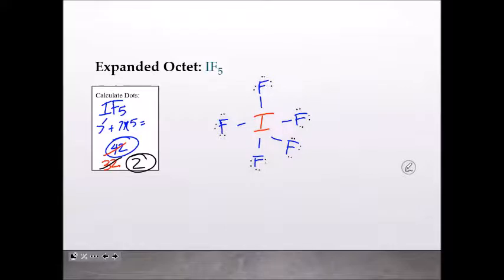So now I have 2 left over. What do you always do with extra electrons? You put them on the central atom as a lone pair. Doesn't matter which diagonal you stick them on, but stick them on the central atom as a lone pair. Now you're done. That particular iodine has 12 electrons around it. That is over 8, which means it's an expanded octet. All right, so go ahead and try a few of these.